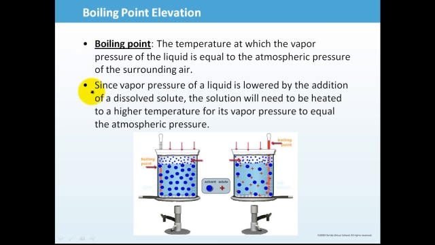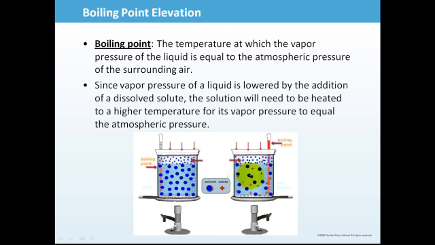So, since the vapor pressure of a liquid is lowered by the addition of the dissolved solute, the solution will have to be heated more to get it to a higher temperature so that the vapor pressure equals atmospheric pressure. So again, over here in our illustration, we've got our pure solvent, and those solvent particles go into the vapor form. And again, it's at a certain boiling point. You can see over here on the thermometer, it's roughly right about here, kind of underneath this one dot right here. That's the boiling point of the pure solvent.